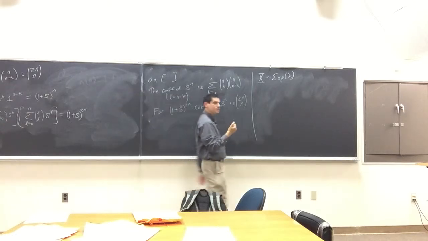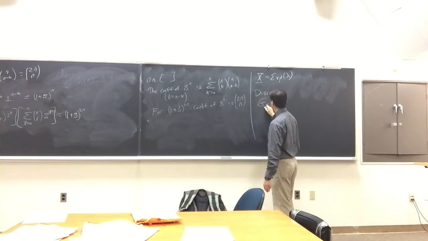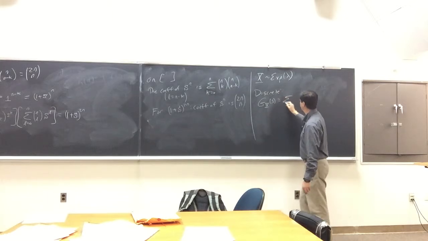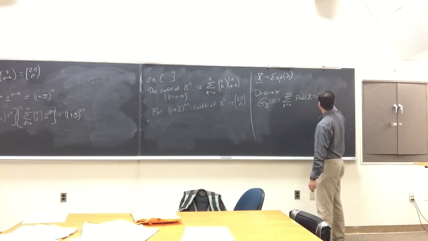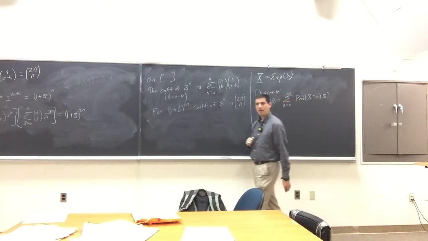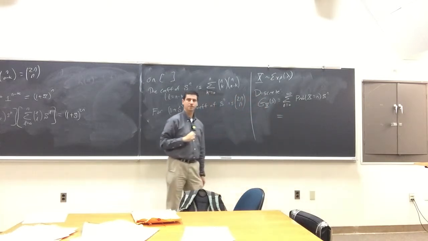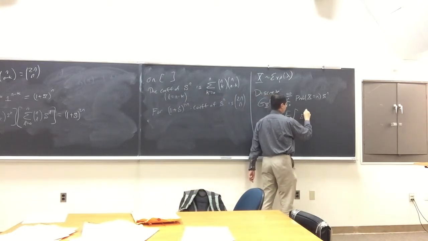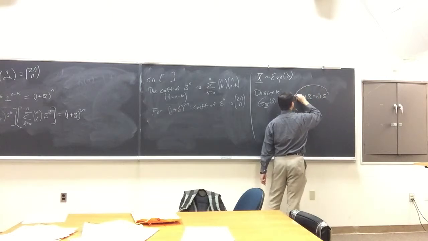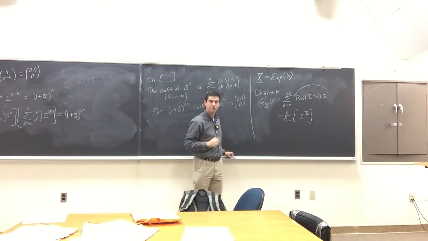So let's think back. When we had discrete, we had the generating function of x was the sum, n goes from 0 to infinity, of the probability x equals n times s to the n. And we saw that there was a nice way to interpret this. How could we interpret the right-hand side? Yes? The expected value of s to the x. And basically this was just saying, if we just mentally move the s to the n over, it's going to just be the expected value of s to the x.